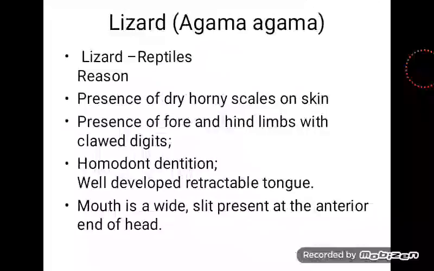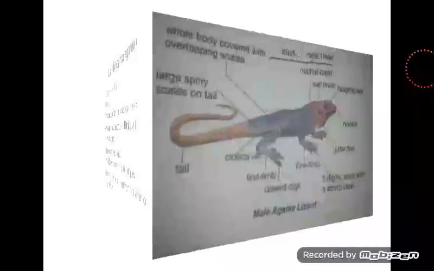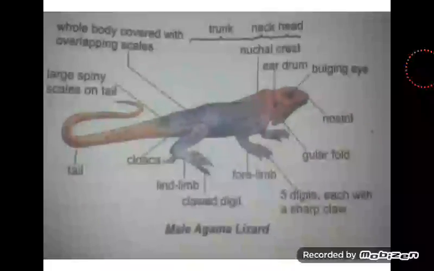Then it is homodont. Homodont means all the teeth it has is the same shape. It doesn't have let's say canine incisors, everything is the same. All right. Then it has a well-developed retractable tongue. The mouth is wide. Slit is present at the anterior end of the head. All right, this is how it looks like.